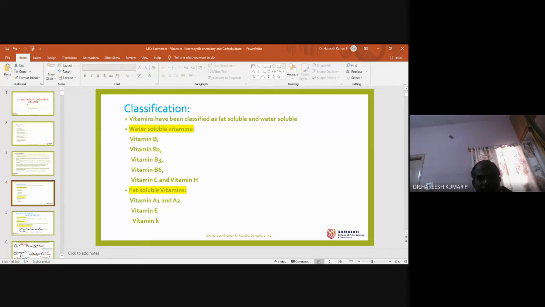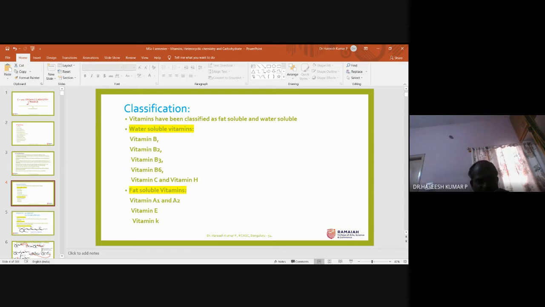The water soluble ones are vitamin B1, called thiamine. Vitamin B2, called riboflavin. Vitamin B3 is called pantothenic acid. Vitamin B6 is called pyridoxine. Vitamin C is called ascorbic acid. Vitamin H is called biotin. And these are the water soluble vitamins.